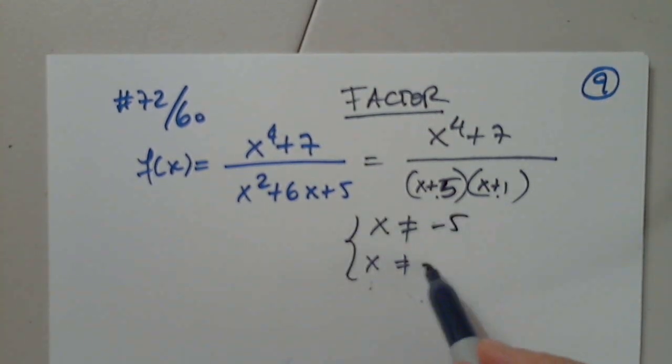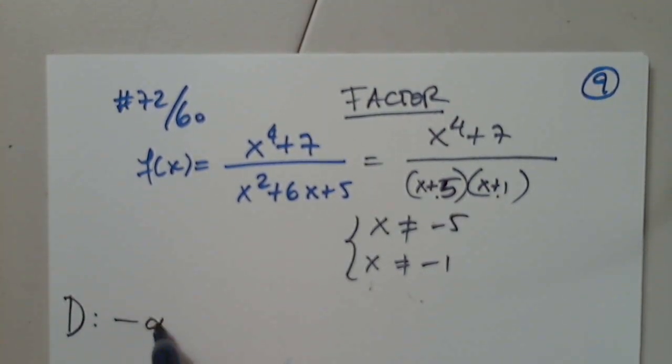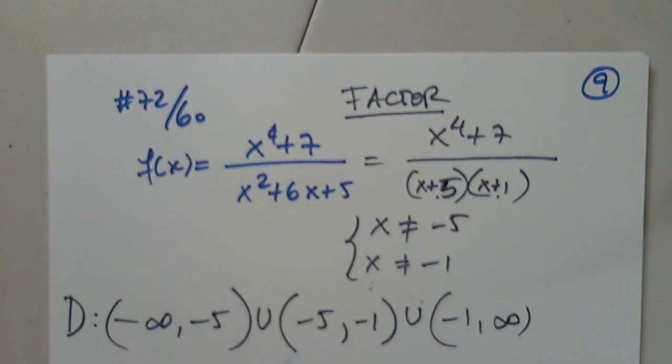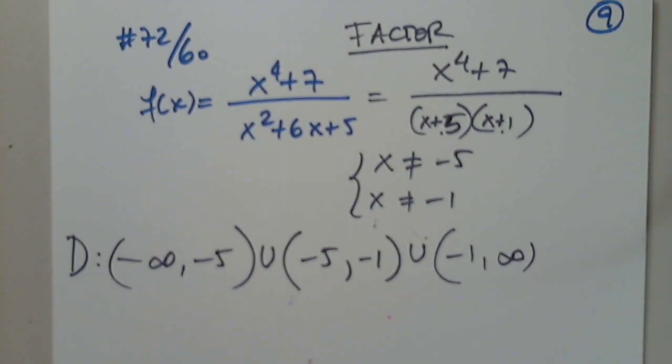-5, -1. Very good. So then the domain will be negative infinity to -5 with a parenthesis because it's not allowed, union from -5 to -1, parenthesis because it's not allowed, union from -1 to infinity. Great job. So the last item, limits.